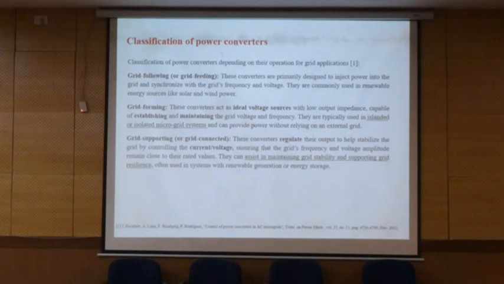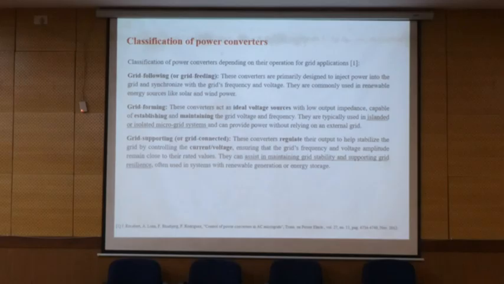So if you are, for example, a private sector that has a small power plant which can provide up to 10 megawatts, and you are going to sell it to the distribution grid, you don't care what is happening in the grid. You have some commitment to inject some power to the grid. So you should use the grid feeding.